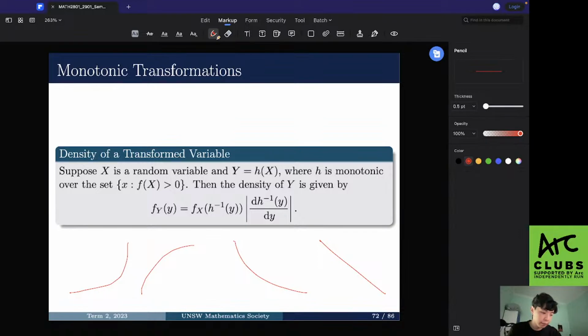It's either always increasing or always decreasing. So things like cubics, lines, negative gradient lines, right? Maybe a tan, maybe a tan inverse, maybe an exponential, and so on, right? Logs, all of that. Since they're all monotonic, we can use this formula right here.